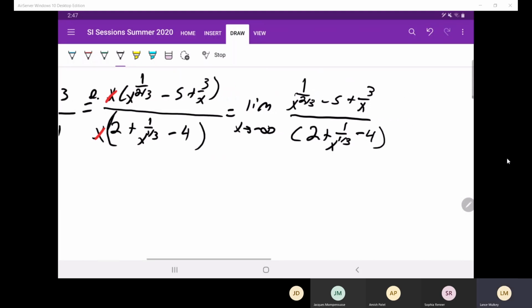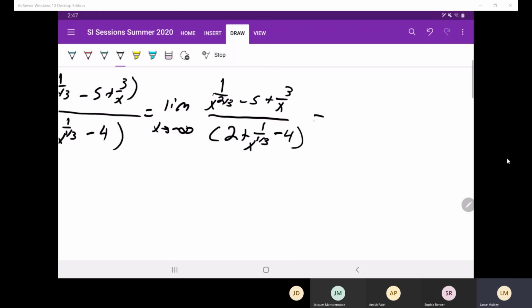All right. So when you plug in negative infinity, it equals 1 over 0 plus, because that's how I taught some people. 0 plus because you square the negative infinity, so that'll always be positive. Minus 5 plus 0 negative. And then you end up with 2 plus 0 minus 4. This is wrong right here.